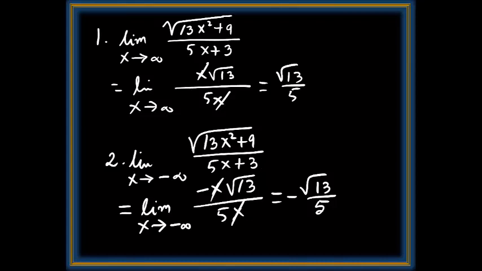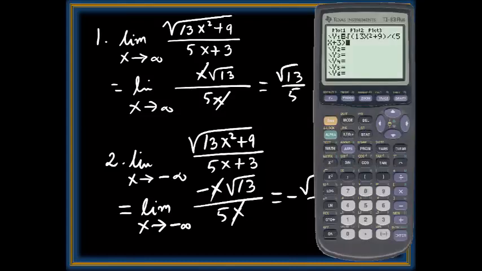So these are the limits. I want to confirm this using the calculator. So I type my function in the calculator: square root of 13x squared plus 9, within parentheses, that's good, divided by 5x plus 3. Now first let me go with the standard window, Zoom 6. So this is my function, and we can see we have a vertical asymptote where 5x plus 3 equals 0, which gives negative 3 over 5, approximately negative 0.6.